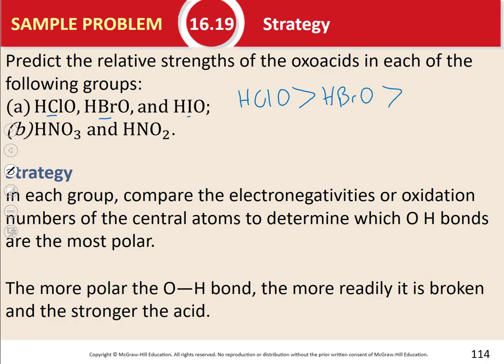HBrO is already in the right order. Well, it depends on which direction you put the carets. And then HIO would be the weakest acid in that group.